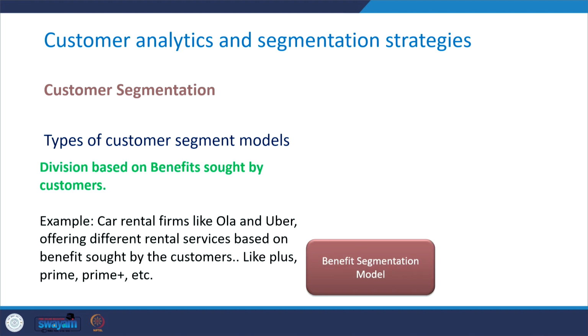Next comes benefit segmentation model. Here the division is based on benefits sought by customers. For example, car rental firms like Ola and Uber offer different rental services based on benefits sought by customers, like Plus, Prime, Prime Plus and so on, so as to choose from different ride options given to them.